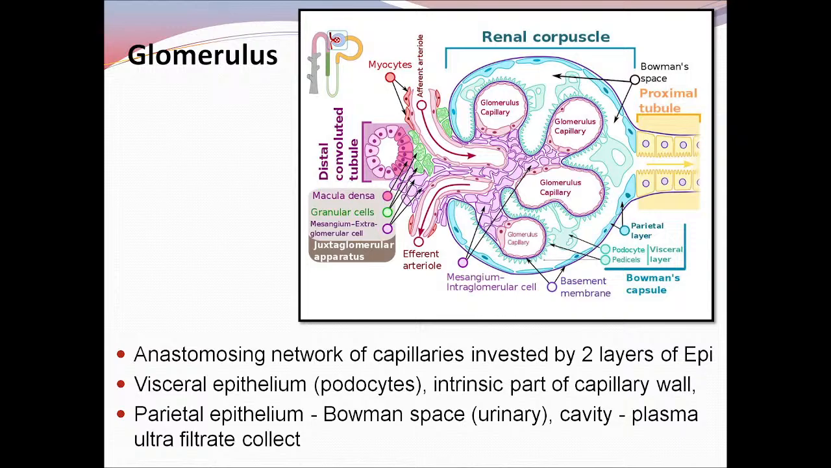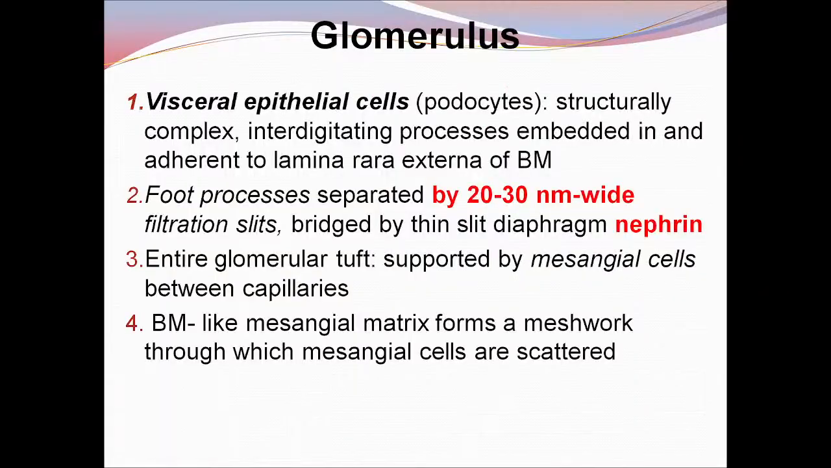When we talk about the glomerular basement membrane, we mean the basement membrane proper, the endothelium on one side, and the visceral epithelium, that is the podocyte, on the other. This is what we are interested in when we discuss further. The glomerulus is formed by visceral epithelial cells, structurally complex, which have interdigitating processes embedded in and adherent to the lamina rara externa of the basement membrane.